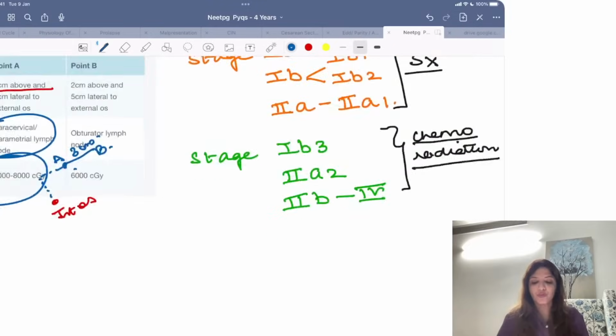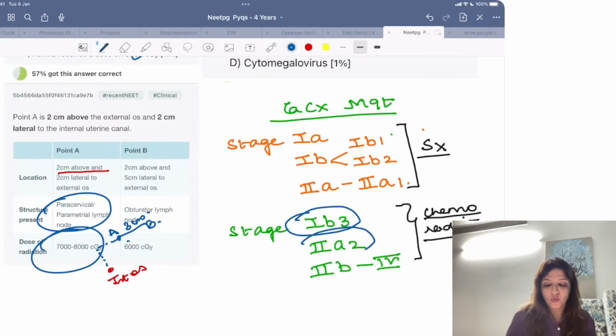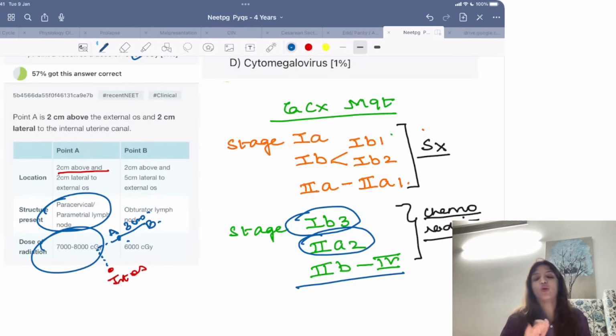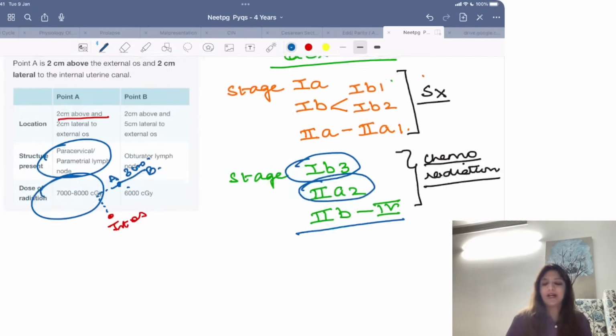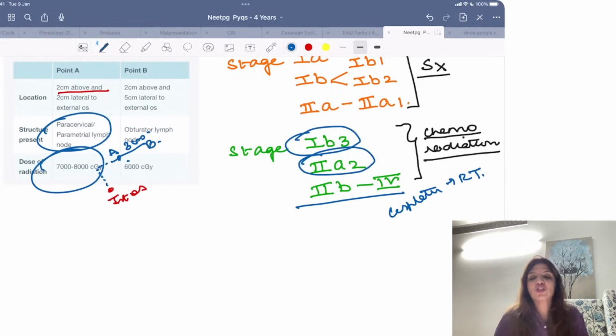The last thing which I want you to revise quickly is cancer cervix management. Now please remember, in cancer cervix, in stage 1A, 1B, in 1B1 and 1B2, and in stage 2A1 you do surgery. In stage 1B3, in stage 2A2, and from stage 2B to stage 4, you have to go for chemoradiation. Right? Now, in chemoradiation, you are going to give cisplatin first, followed by radiotherapy. Right? So, what are the stages where you have to give chemoradiation?